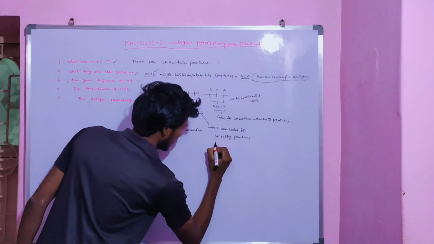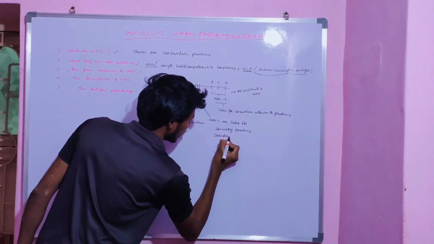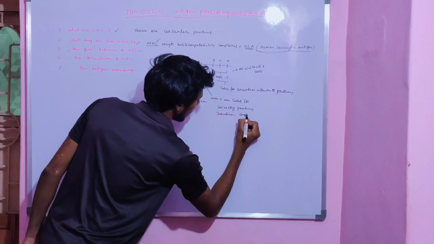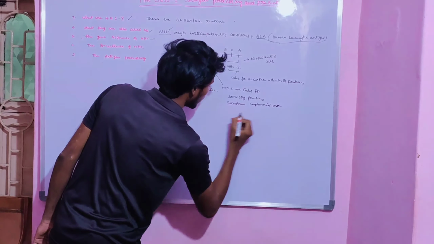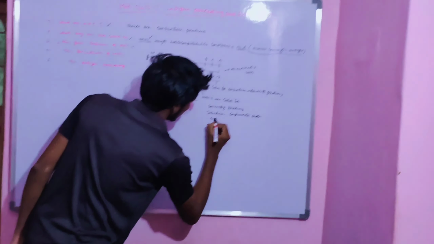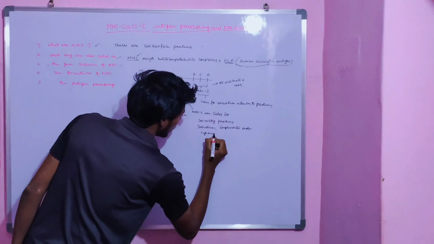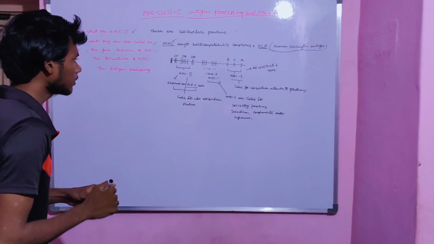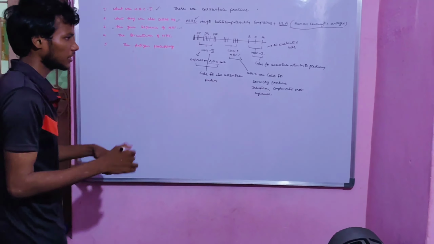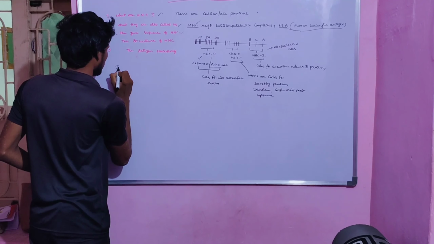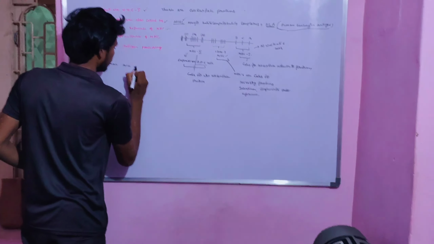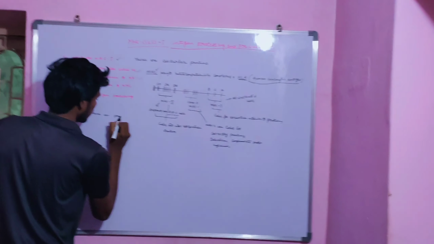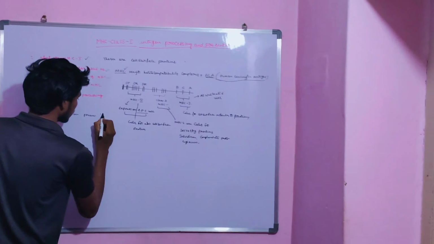Secretory proteins like interferons, complement proteins, and cytokines and all such. Okay, and where are they present? In humans, these are present on the 6th chromosome.